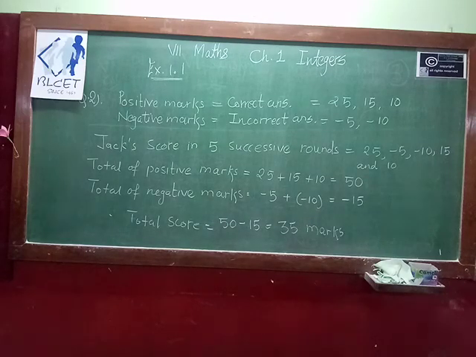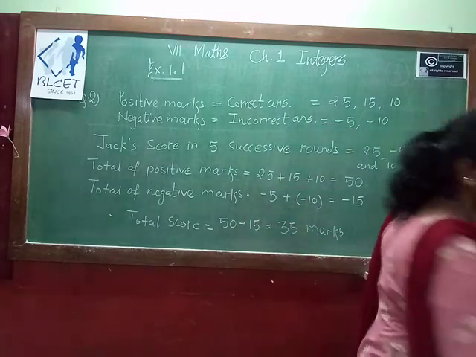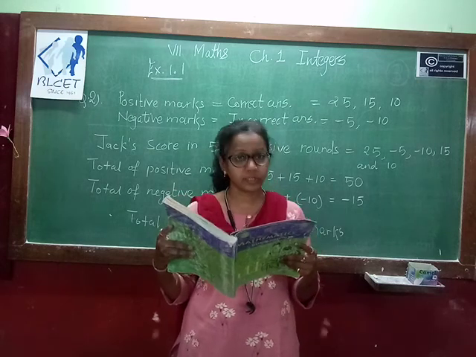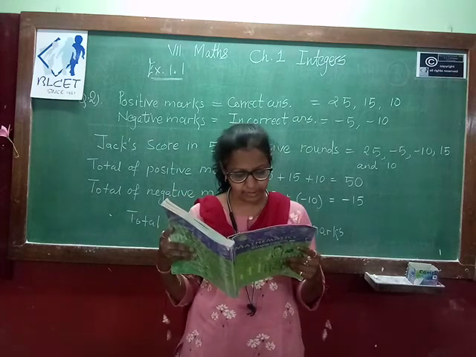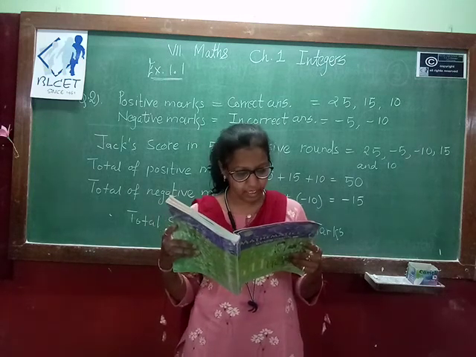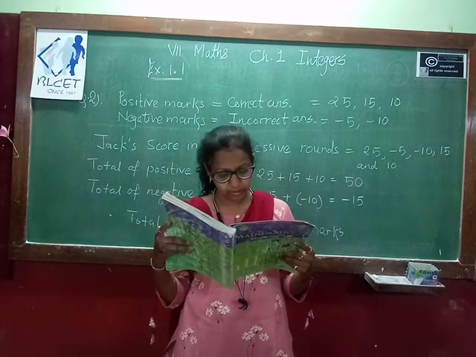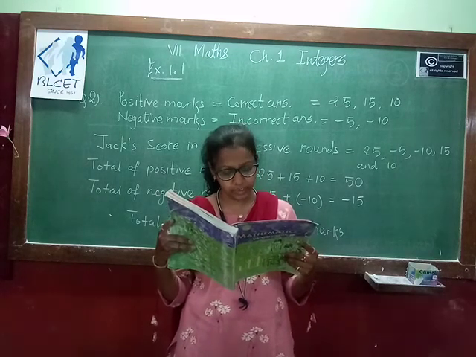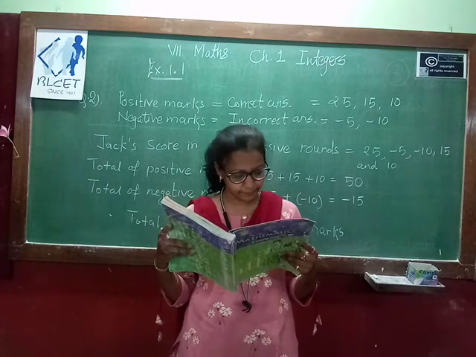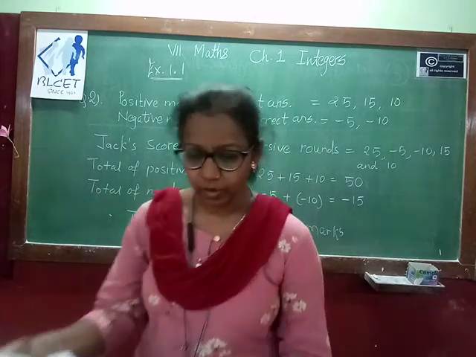Welcome back, students. Now move on to the second question. See the question. In a quiz, positive marks are given for the correct answers and negative marks are given for the incorrect answers. If Z's score in 5 successive rounds were 25, -5, -10, 15 and 10, what was his total at the end?